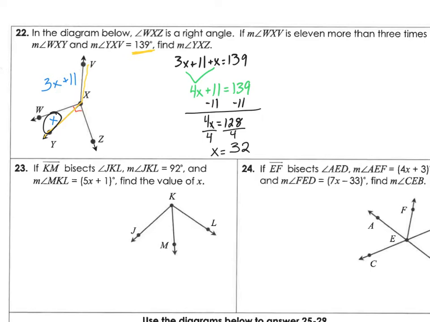Okay, is that our final answer? No. So we need to find YXZ. So if we know that X is 32, right? And the whole thing over here is 90, how would we find this?